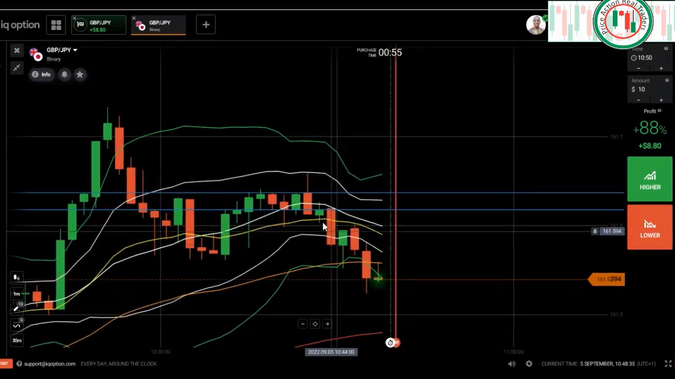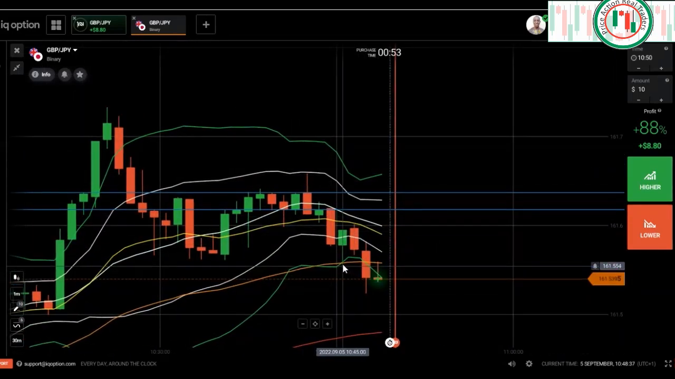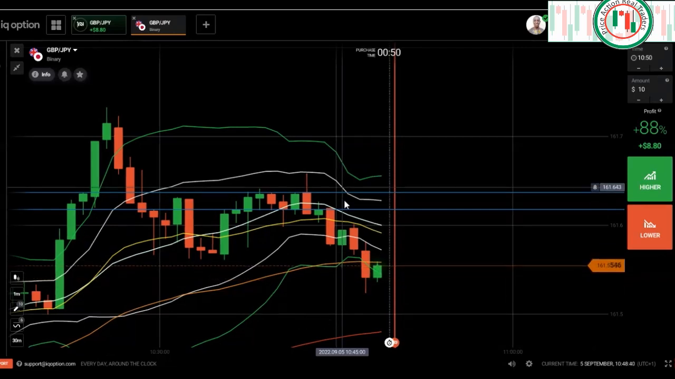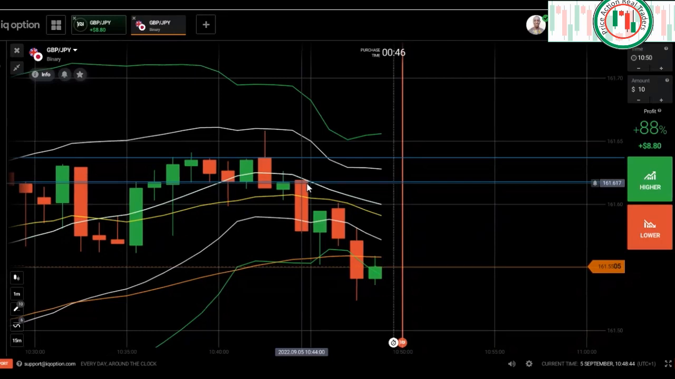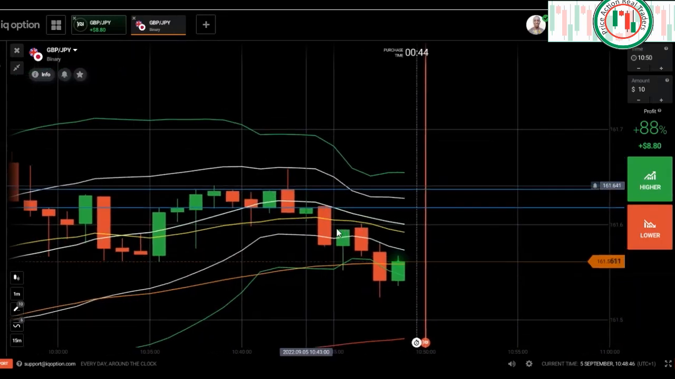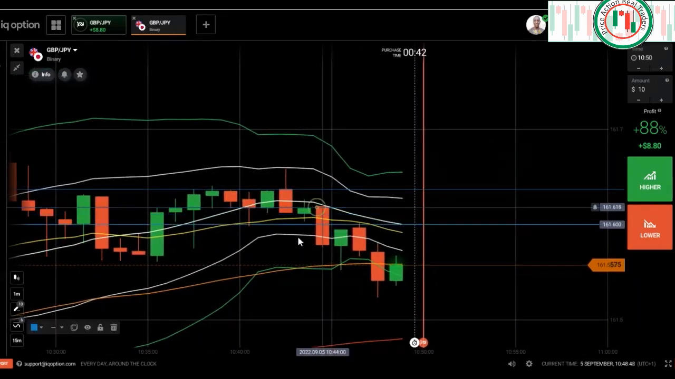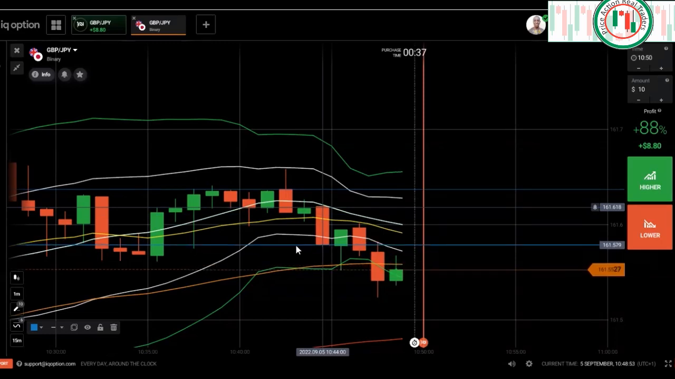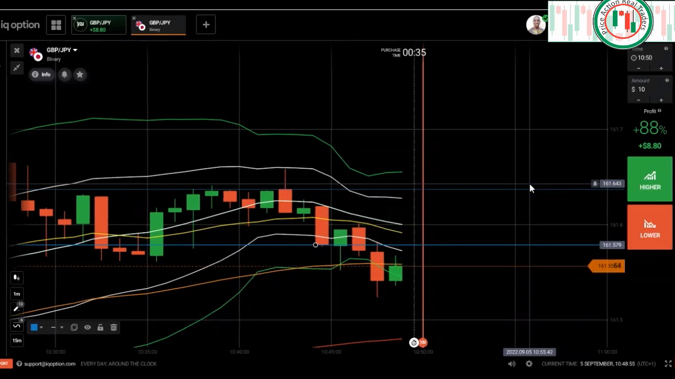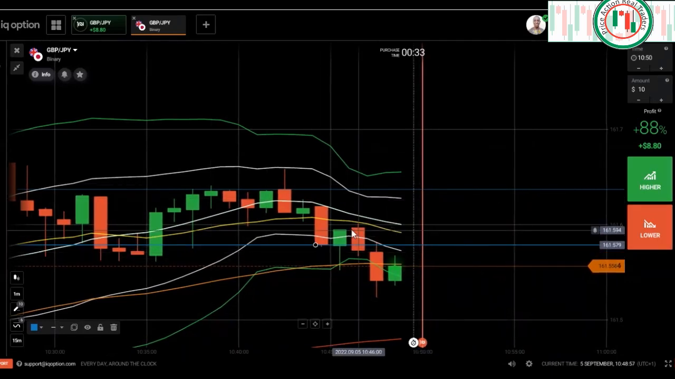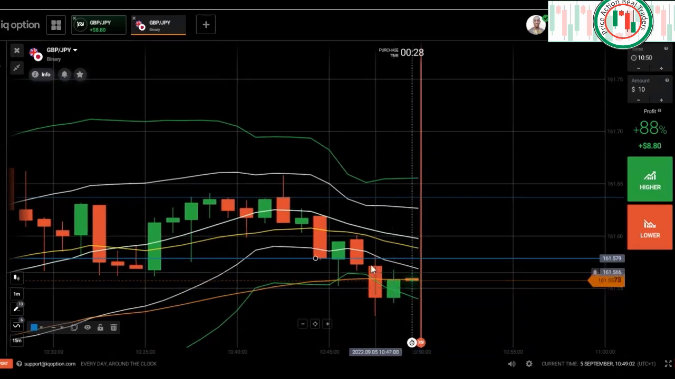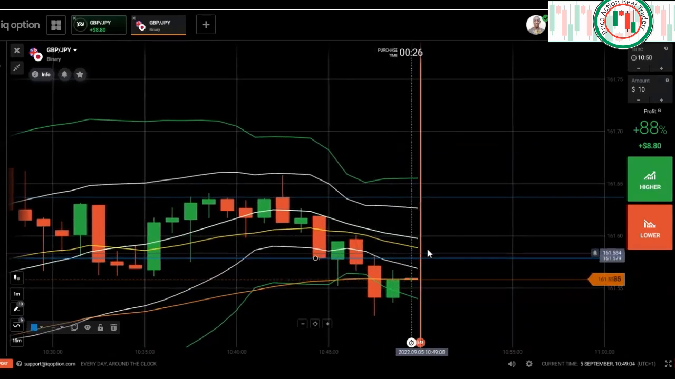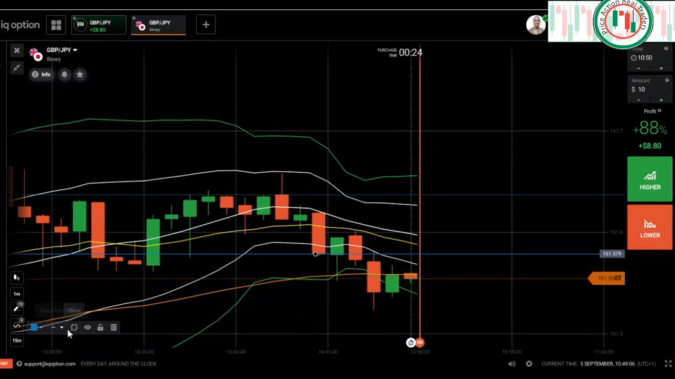So you see here, this is another zone here. You see here, this is another zone. You see engulfing. So market has to close here inside this zone, then you can place your trade.